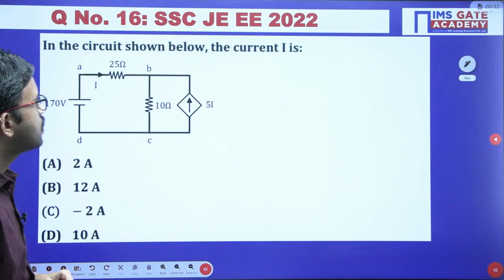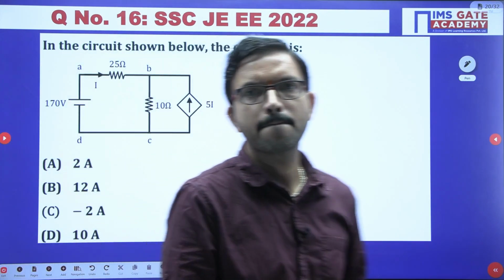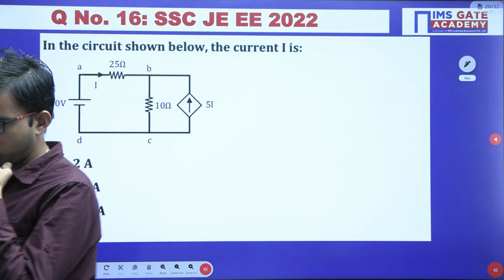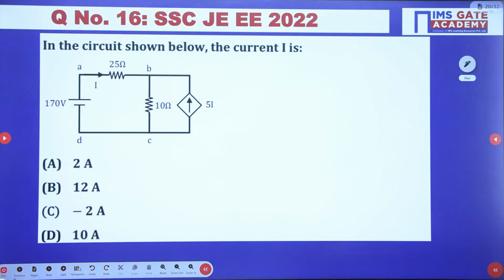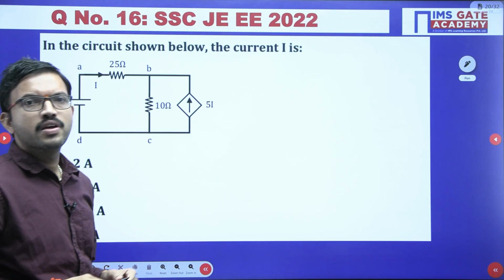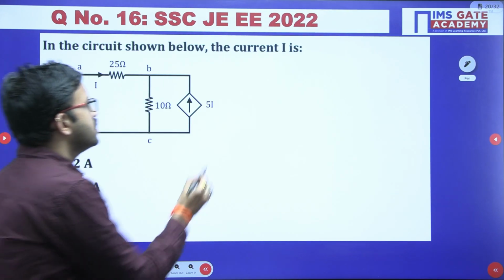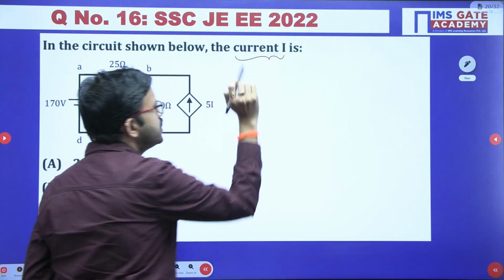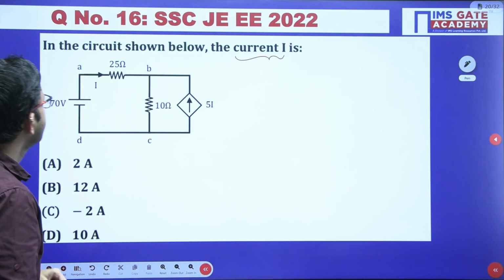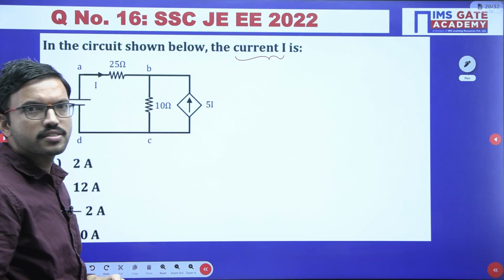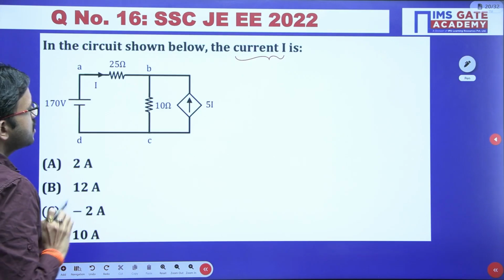Next question, all of you give a try. See, in this question you have the circuit diagram like this, and we have to calculate the current I. So here you have current I flowing through the 25 ohm resistor like this. Okay, right. So just observe here.